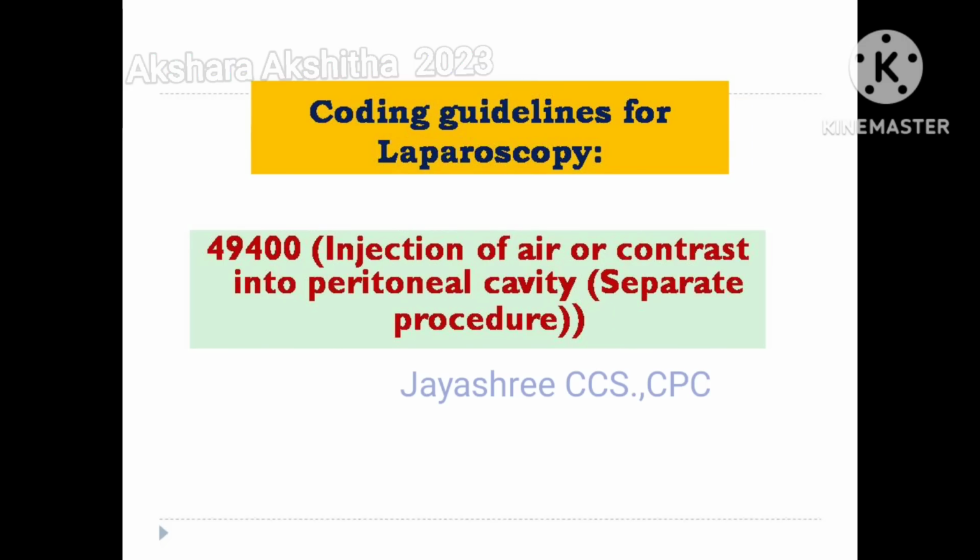The next point is injection of air into the abdominal or pelvic cavity. The CPT code is 49400. This is also an integral component of many laparoscopy procedures. We cannot bill injection of air or contrast into the peritoneal cavity. This is a separate procedure; the description itself says separate procedure. This code we cannot bill with any other laparoscopy procedure CPTs.